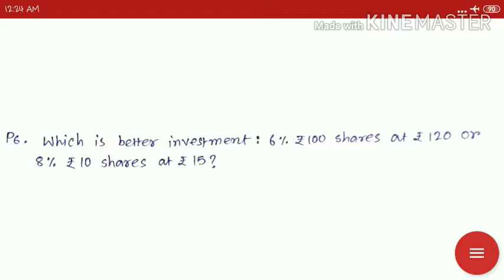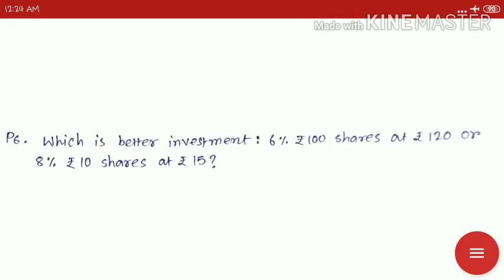The first investment is given as 6%, rupees 100 shares at rupees 120. That means for the first investment, the face value is 100, the rate is 6%, and the market value is rupees 120. The other one is 8%, rupees 10 shares at rupees 15. Rate of dividend is 8%, rupees 10 is the face value, and rupees 15 is the market value. Now, how to compare them, that which is better?